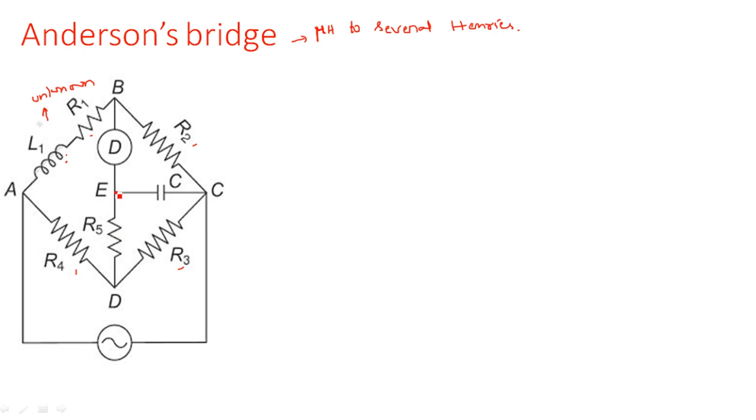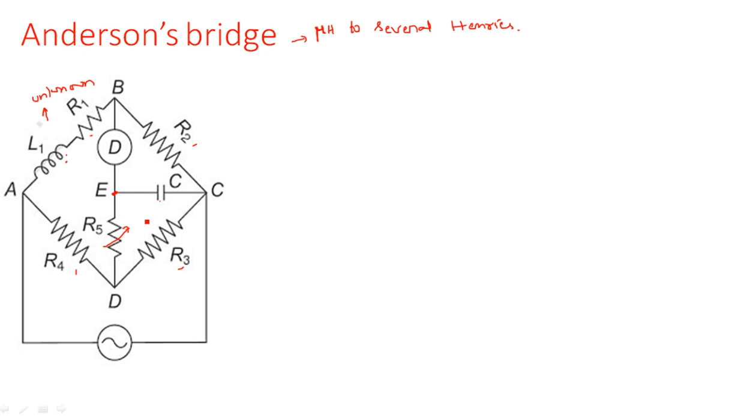Now we have one more node, which is at E, where the detector is connected between B and E. Okay, previously this capacitance and resistance R5, these two were not there. Directly E is shorted to D, and so the detector is connected between B and D. But now there is one more point we have taken, E, where the capacitor is connected from E to C and a resistor R5, which is a variable resistor basically, is connected. So that resistance we have taken between the node points E and D.